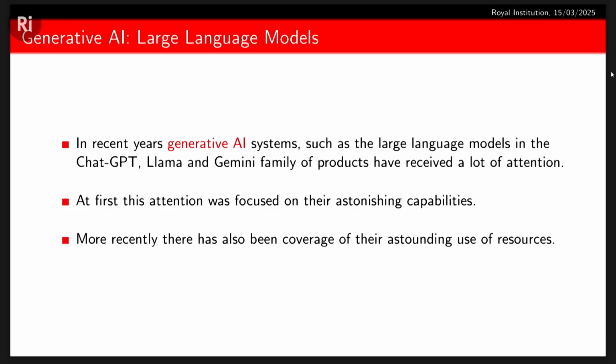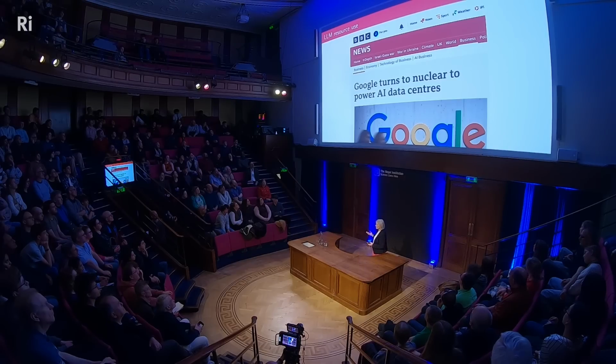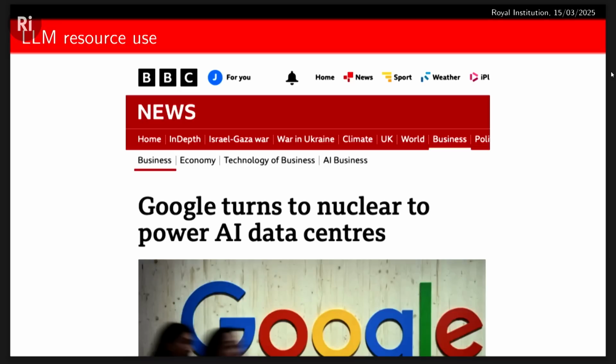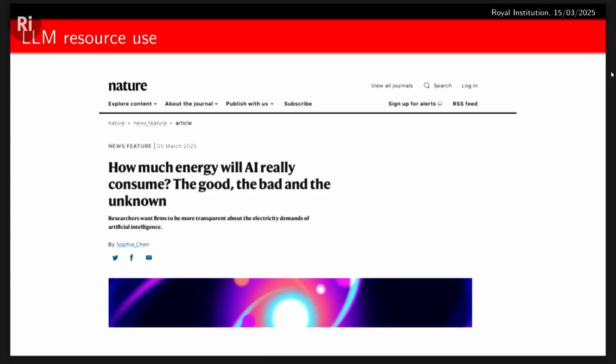So as a performance modeler, I was very interested to understand, how did this happen? Why did people not notice that these were going to be such huge consumers of all those resources? And I'll give a couple of examples. This is using so much electricity that Google's talking about building nuclear power plants to supply the data centers of the future. Even in Nature last week, there was a paper looking at the energy consumption that AI is likely to demand as its use increases.